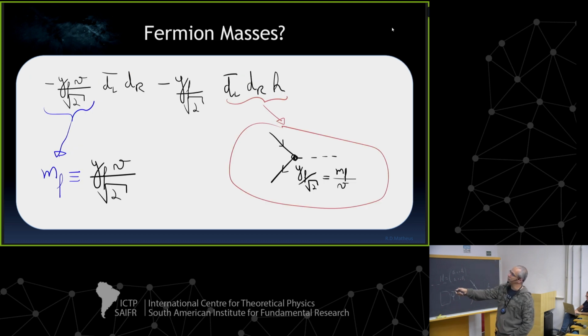So the mass of the fermion is this. The strength of the interaction is the Yukawa over square root of 2. If I use this equation here, I can write also the interaction in terms of the mass of the fermion divided by the VEV. So see, if the mass goes to 0, the interaction with the Higgs also goes to 0.